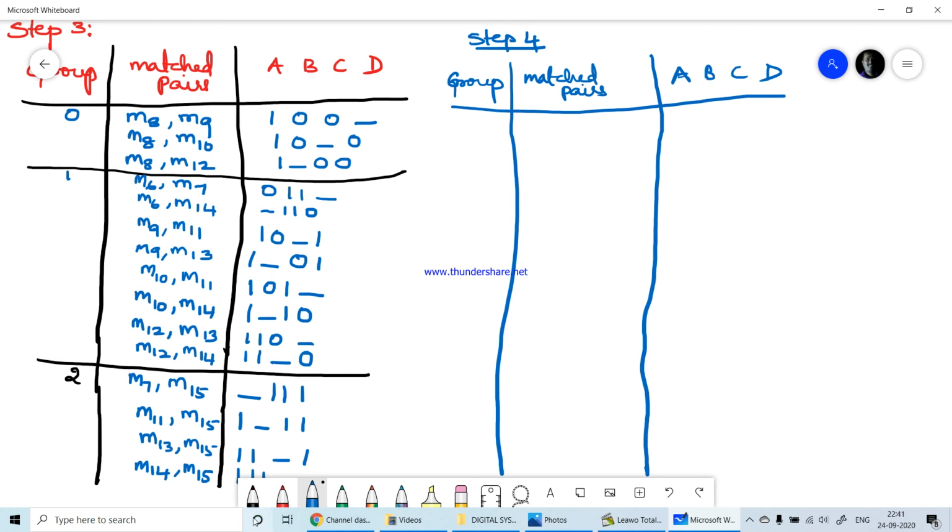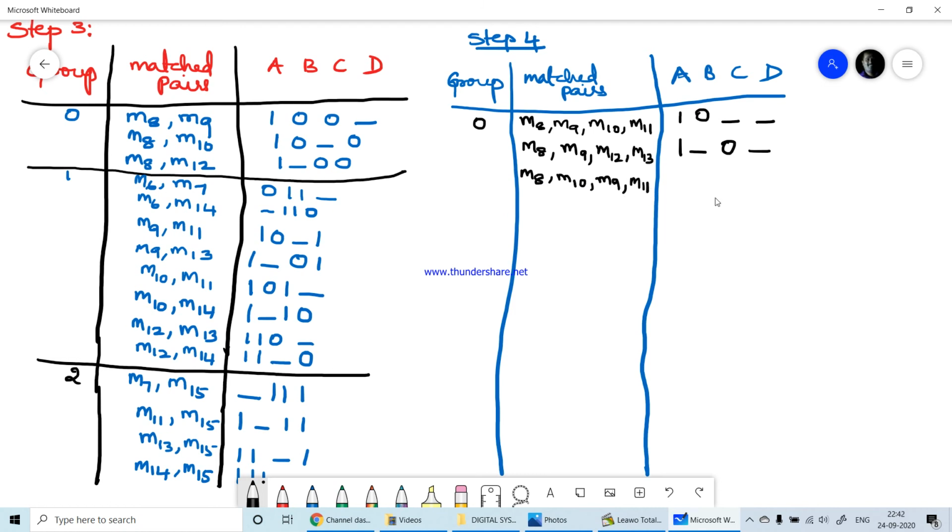Okay, group 0 now. You will have M8, M9, M10, M11, which is 1 0 dash dash. Similarly, M8, M9, M12, M13, which is 1 dash 0 dash. Again M8, M10, M9 and M11. So what will I get? I'll get 1 0 dash dash.